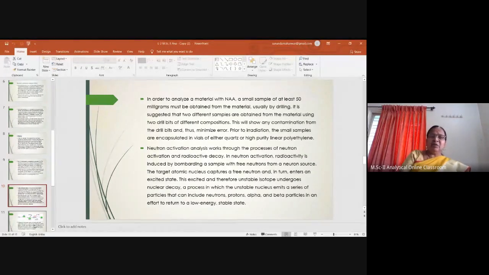We have seen the advantages, meaning why this method is superior. It is more sensitive, the results are very good, and it is widely used for qualitative as well as quantitative analysis.